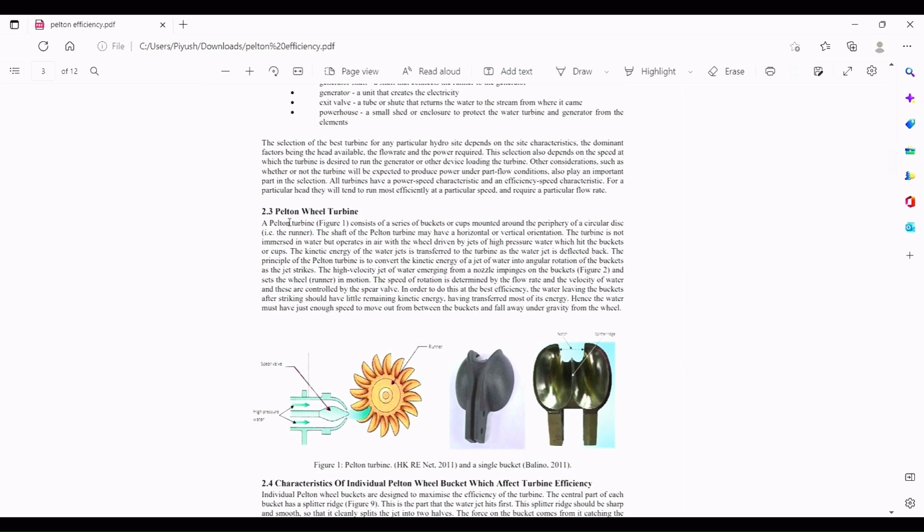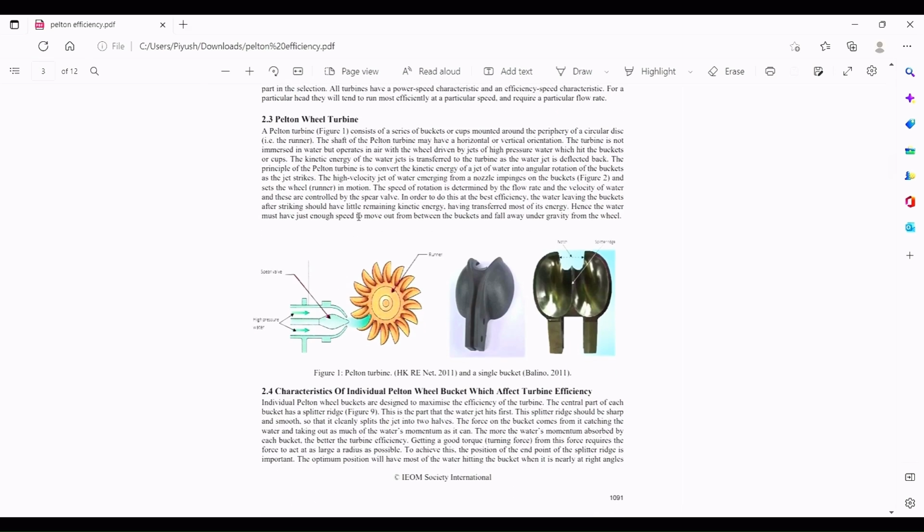Pelton wheel turbine. The principle of Pelton wheel turbine is to convert the kinetic energy of a jet of water into the angular rotation of the buckets as the jet strikes. The high velocity jet of water emerging from a nozzle impinges on the buckets and sets the wheel in motion.